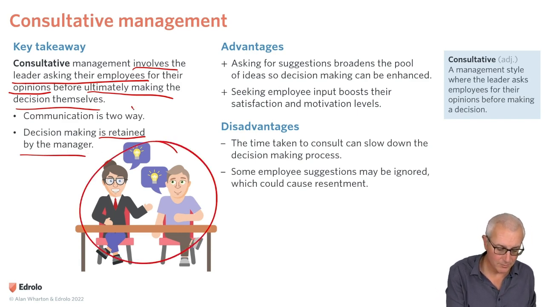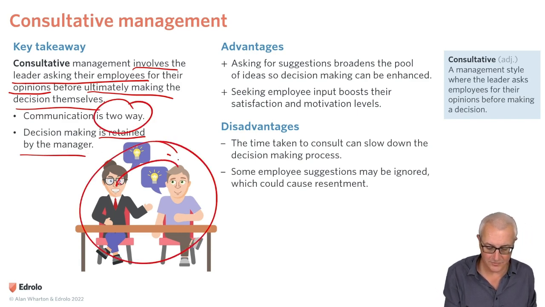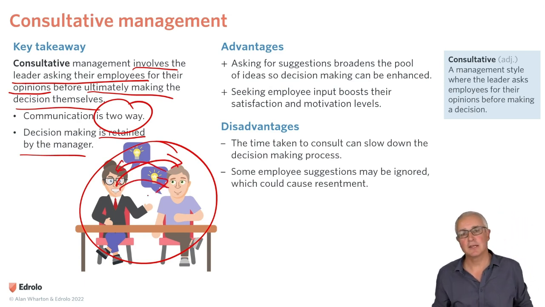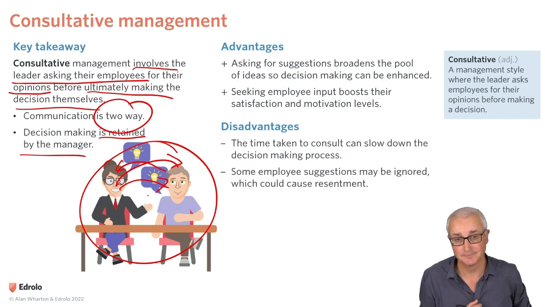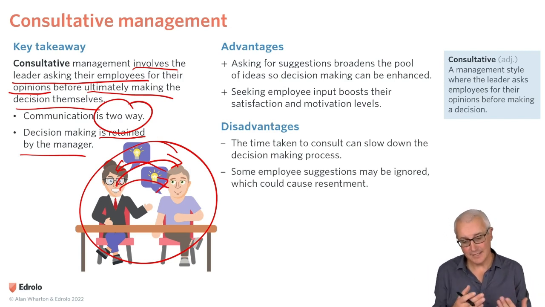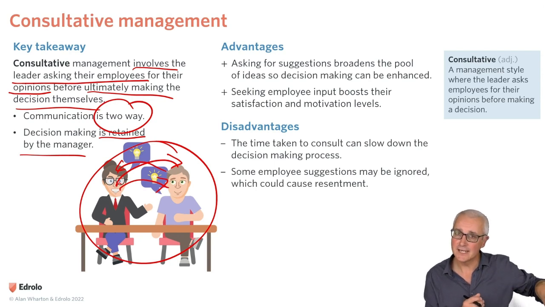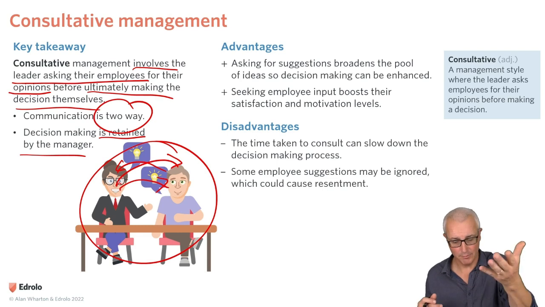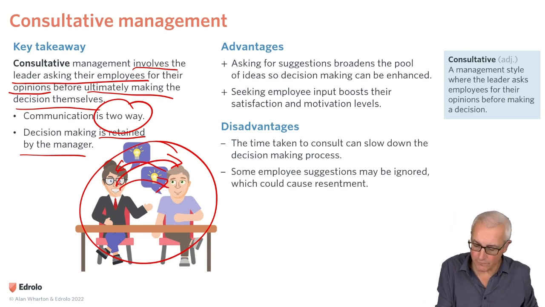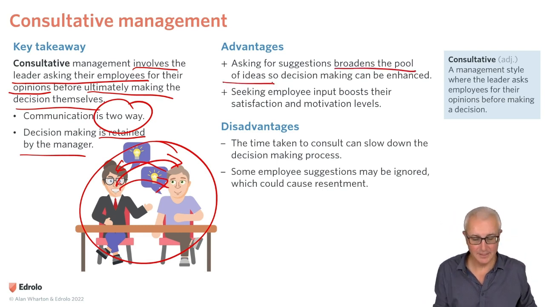So I'm still retaining the ultimate decision-making ability, but now communication is two-way. I've asked something from you, and you give me some feedback, and now I'm going to tell you the decision that I've chosen to make. Now, hopefully you can see that's going to have some advantages and disadvantages from both of the preceding management styles. Now that I'm asking for your opinion, hopefully I've broadened the pool of ideas.